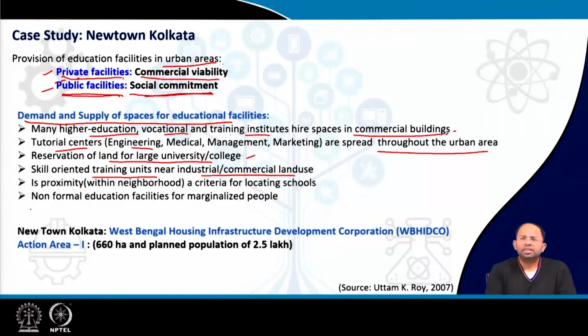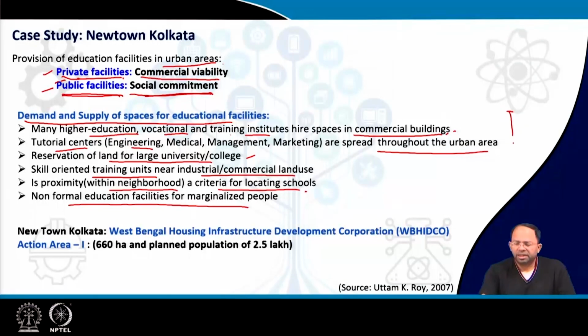Then the other thing that has to be considered is, should every neighborhood have a school, or we can say that based on the ability of people to travel from one zone to another, based on availability of public transport, people may travel a larger distance to go to schools. So is proximity within the neighborhood a criterion for locating schools? Of course, schools have to be in proximity, but does it need to be within the neighborhood, particularly in case of private facilities? Non-formal education facilities for marginalized people also need to be provided.